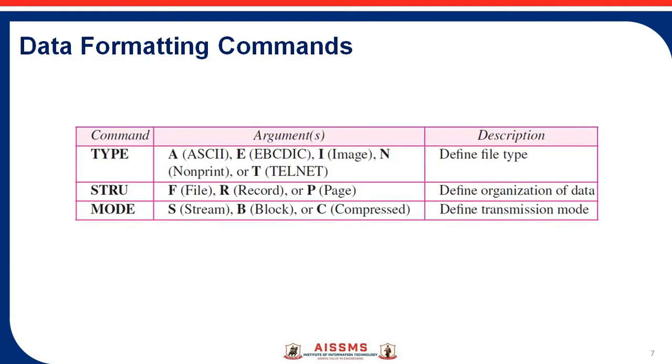Now we'll see data formatting commands. These commands let the user define the data structure, file type, and transmission mode. The defined format is then used by the file transfer command. First command, TYPE. It defines the type. The various types are ASCII, EBCDIC, image, non-print, and telnet. This TYPE command represents the type of the file.